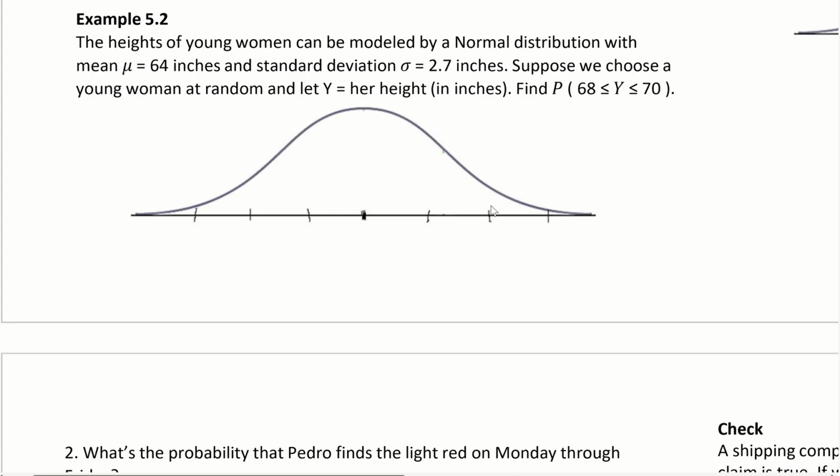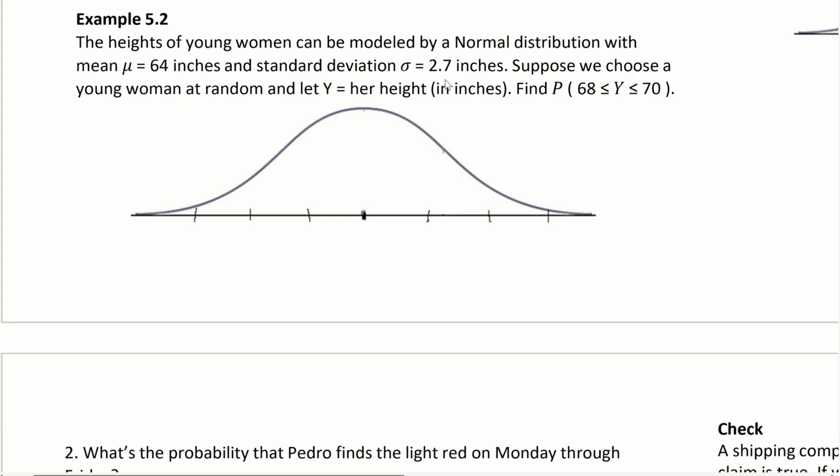We've seen the normal distribution before in chapter 2, right? So let's go back to that. And this is going to represent a continuous probability distribution. Okay, so the heights of young women can be modeled by a normal distribution with a mean of 64 inches and a standard deviation of 2.7 inches.